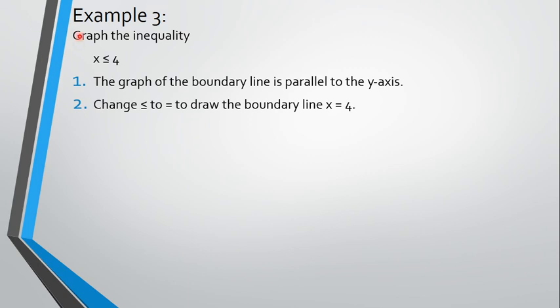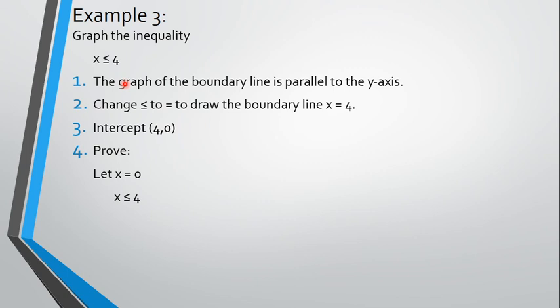Okay, so class, as you can see, this is only one variable. Even though there is no solution, if you are just to read the expression x is less than or equal to 4, that only means that what we are going to shade are those numbers that are less than or equal to 4. So for this case, our intercept is only the x-intercept, which is 4, since there is no y in this problem.